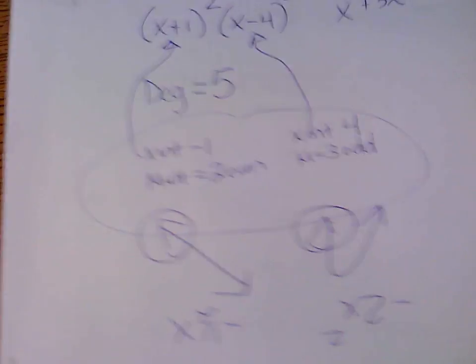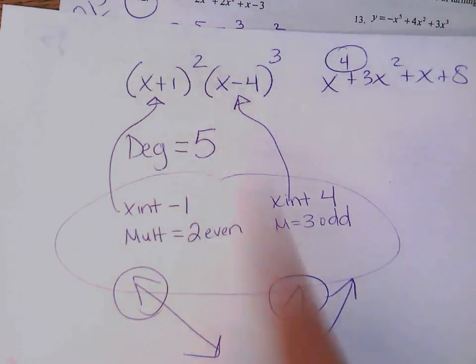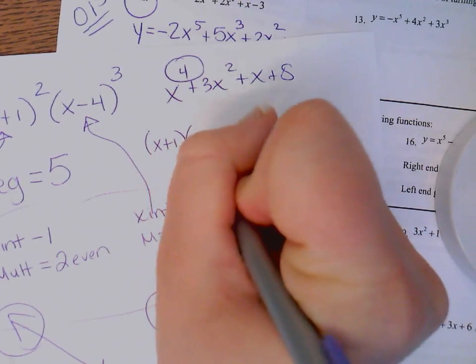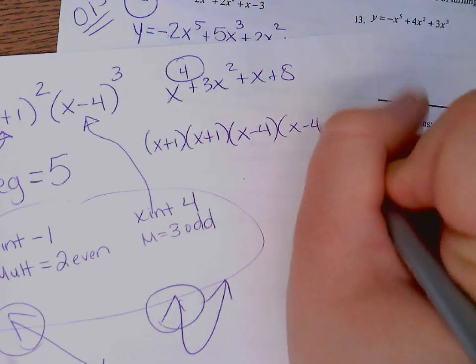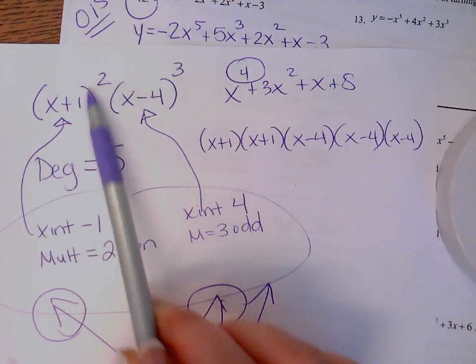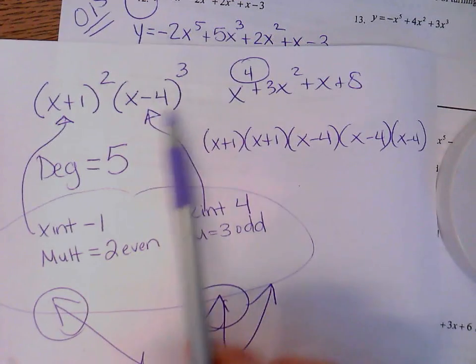How do you find multiplicity? It's the power of that factor. So if I wanted to write this out in factored form, it would be x plus 1 times x plus 1, x minus 4, x minus 4, x minus 4, right? Because that's what x plus 1 squared means: x plus 1, x plus 1. That's what x minus 4 cubed means.